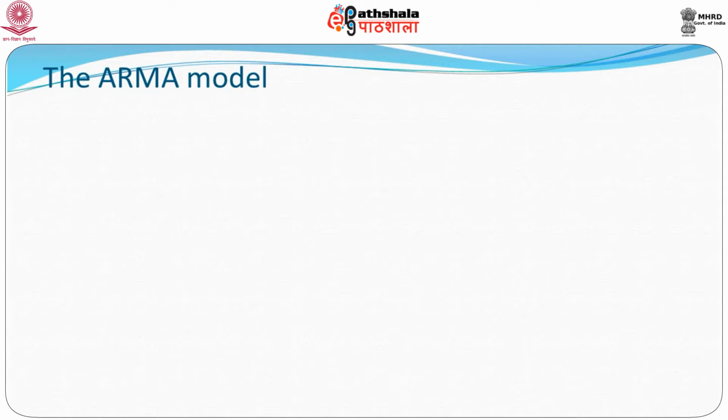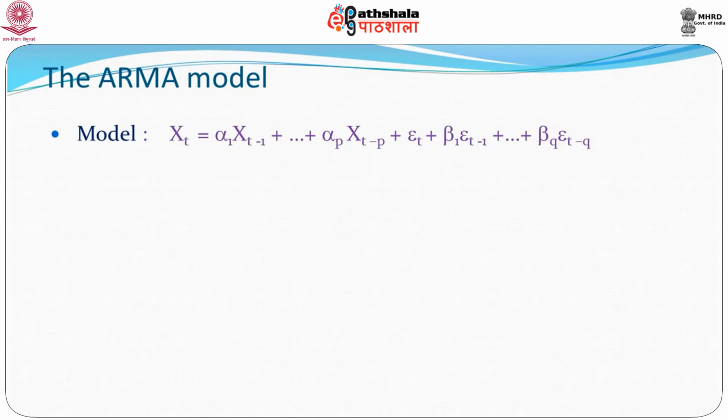Let us look at how to build the ARMA model. The model is x t is alpha 1 x t minus 1 etc. up to alpha p x t minus p, and then you have the innovations epsilon t plus beta 1 epsilon t minus 1 plus etc. up to beta q epsilon t minus q. So, epsilon t's as before are white noise with 0 mean and variance sigma square. The model can be written in the short form as phi B x t is equal to psi B epsilon t.